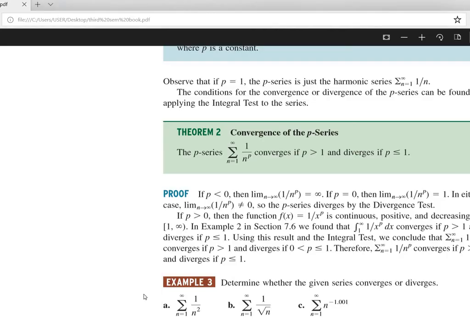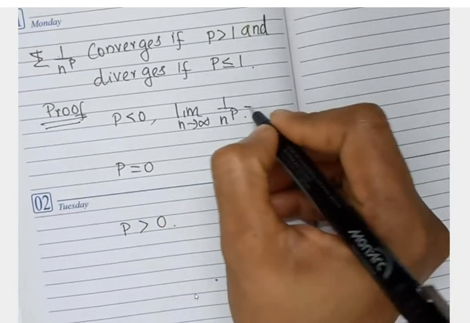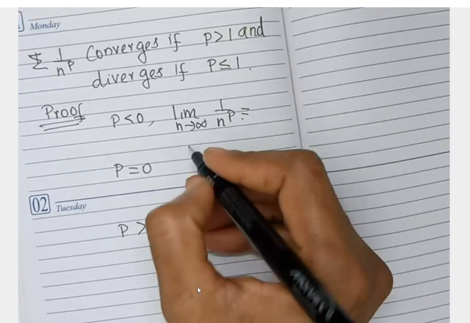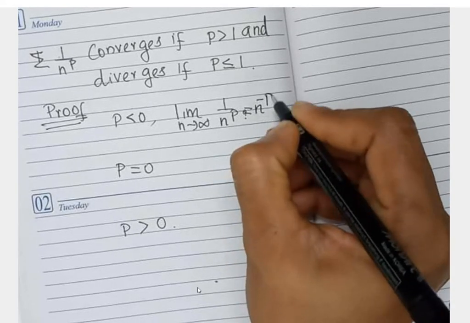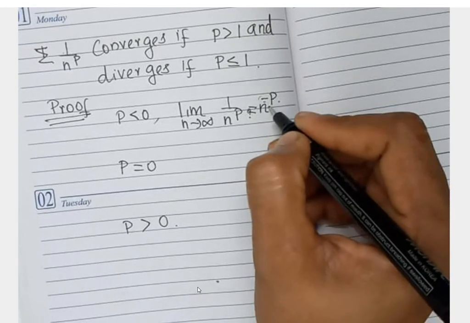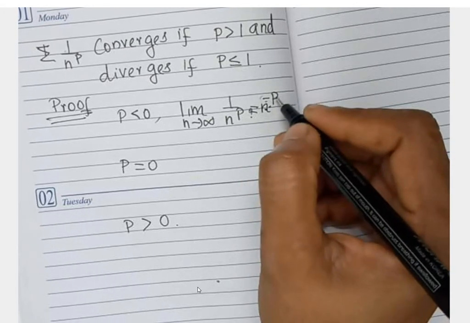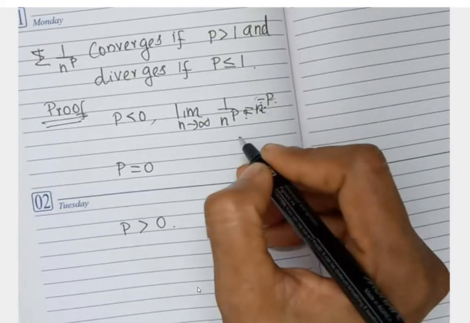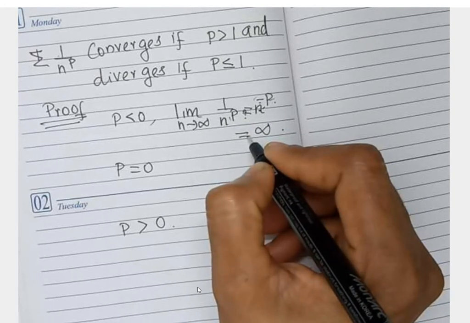That tends to infinity. Why does that tend to infinity? Sigma n equal to 1 to infinity 1 by n raised to p. This becomes n raised to minus p. P less than 0 means minus p is greater than 0. So as n tends to infinity, n is raised to a positive power, so that becomes a very large value, equal to infinity. So this diverges. The limit tends to infinity.